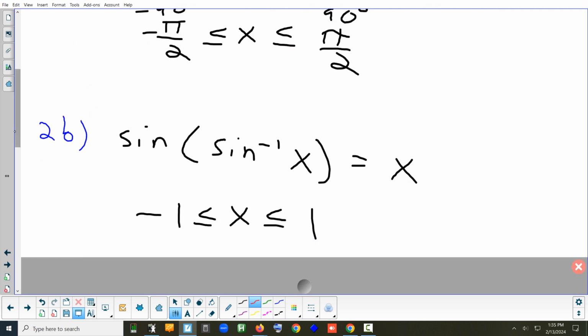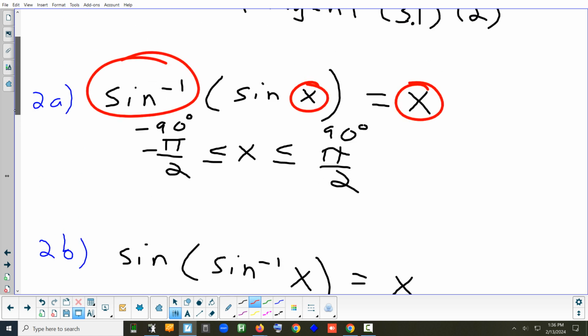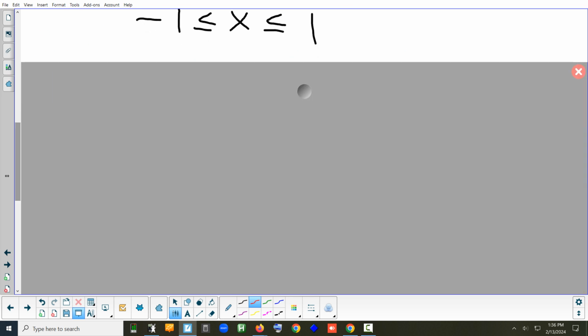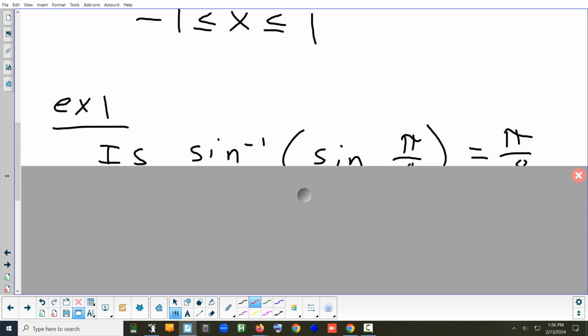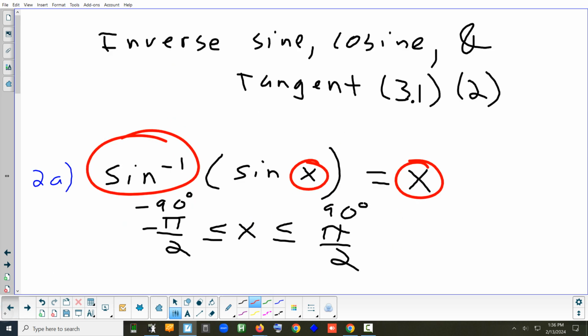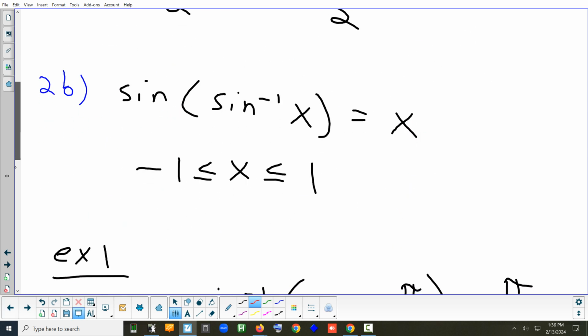But in 2b, you won't, unless you stay between -1 and 1. Okay, any question on that? So that's when sine and inverse sine cancel each other out. Let's look at cosine and inverse cosine. Actually, I think that'll be the next one. All right, so let's try some examples, and then we'll do the next one.